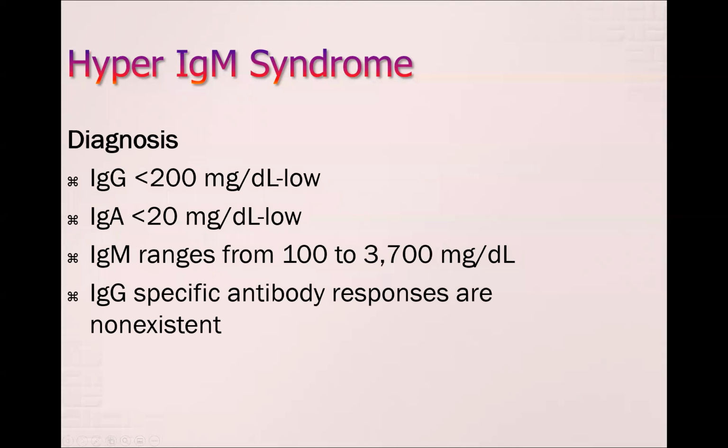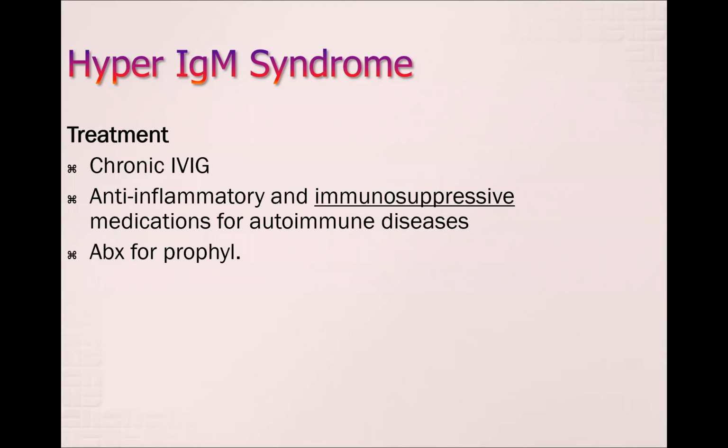So for diagnosis, hyper-IgM would show elevated levels of IgM with low levels of other immunoglobulins. For treatment, typically chronic IVIG, anti-inflammatories, and immunosuppressants to prevent the development of other autoimmune pathologies can be very helpful, and then aggressive antibiotics for active infections.